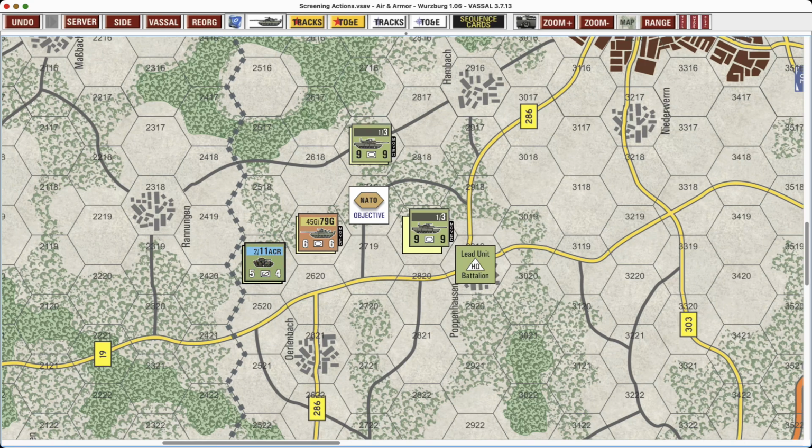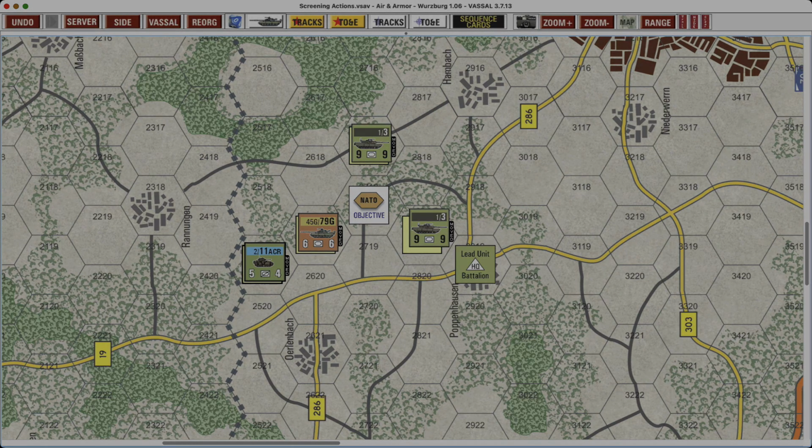The NATO player has a choice. He can either conduct retreat fire, because this enemy unit has just retreated into the ZOC of one of his units, or the armored cavalry unit could conduct a screening action and attempt to retreat. The NATO player cannot do both. He can either conduct retreat fire or conduct a screening action, but he must make a choice. All right, that concludes our clip on armored cavalry and screening actions.